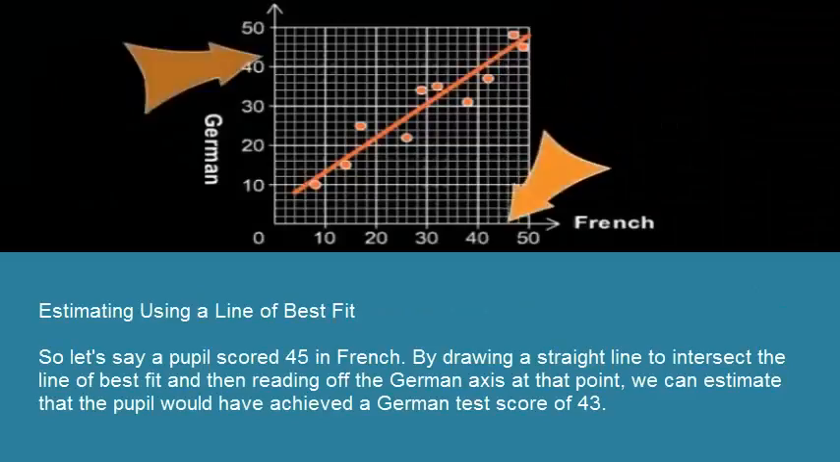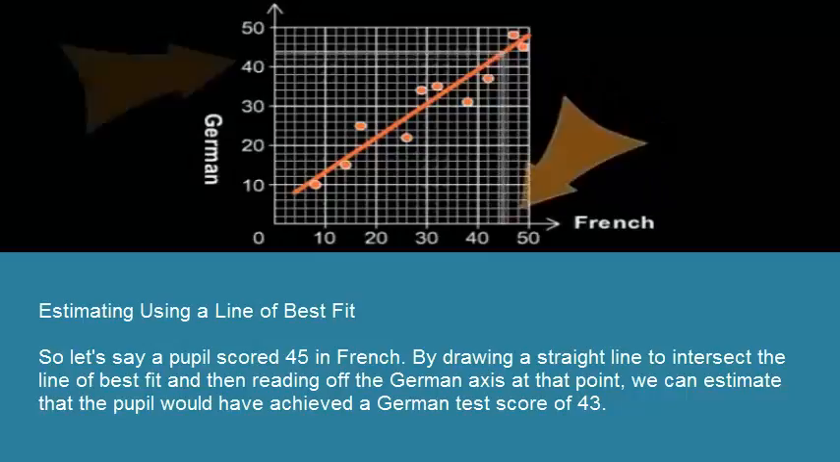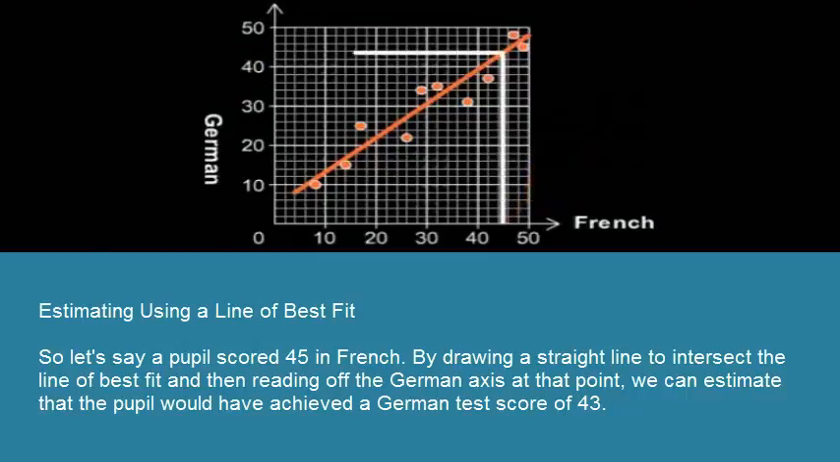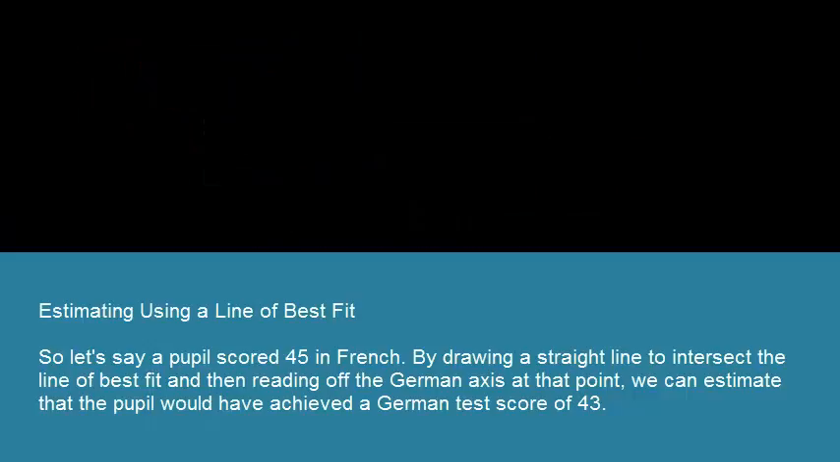So let's say a pupil scored 45 in French. By drawing a straight line to intersect the line of best fit and then reading off the German axis at that point, we can estimate that the pupil would have achieved a German test score of 43.